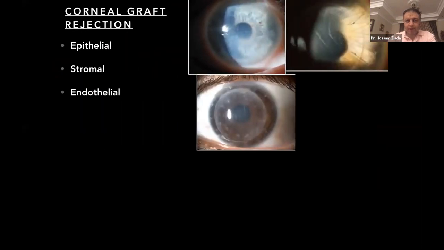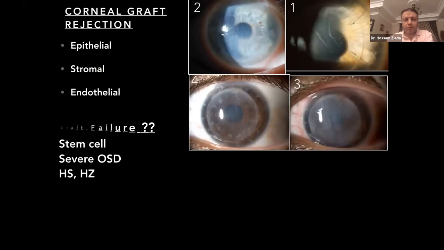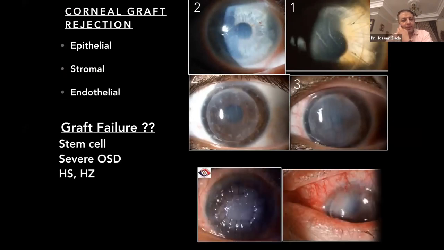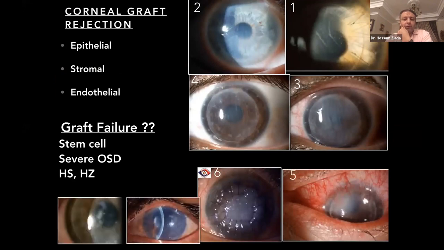We discussed corneal rejection, epithelial, stromal, and endothelial. So I will skip to the graft failure, and this was the question of Dr. Fathi and Dr. Hand about graft failure in case of stem cell deficiency and severe ocular surface disease, herpes simplex and herpes zoster. HZ stands for herpes zoster and Hossam Ziad at the same time.